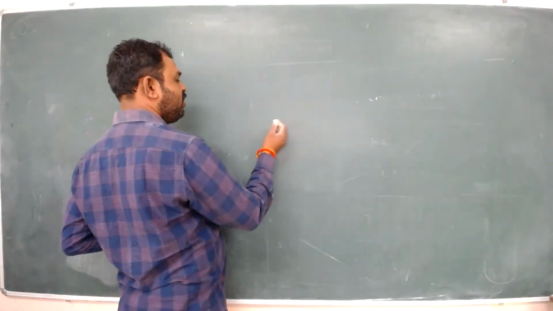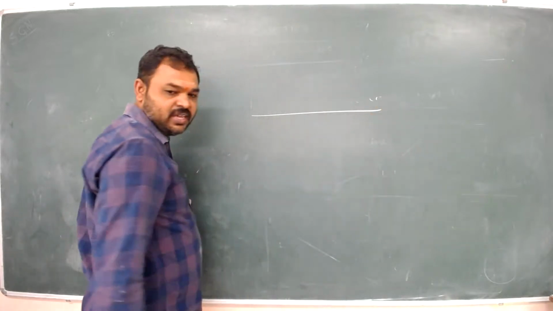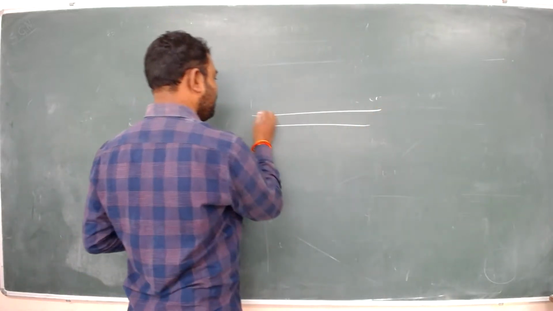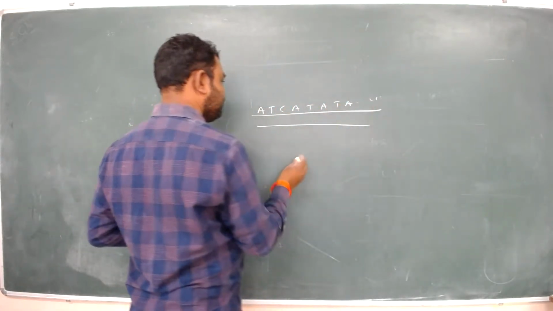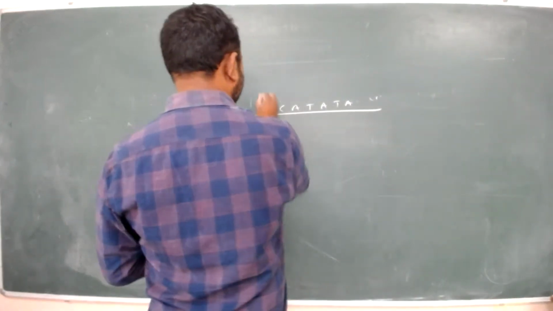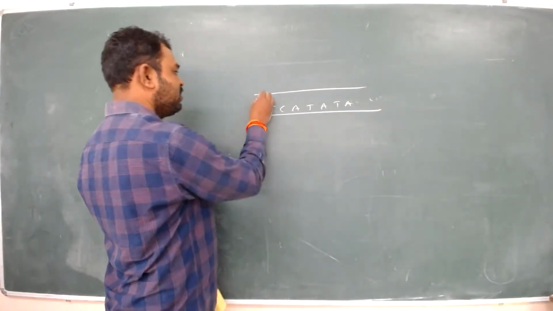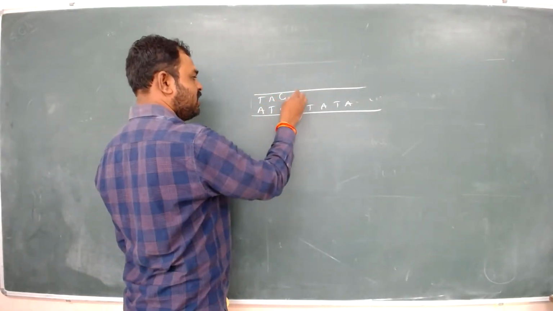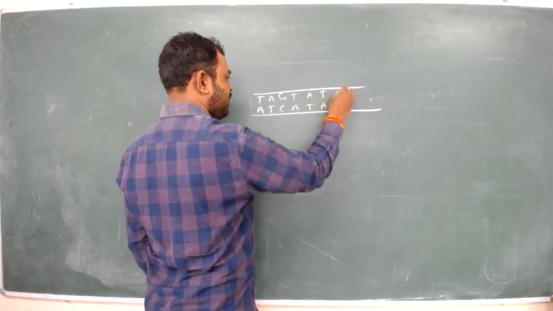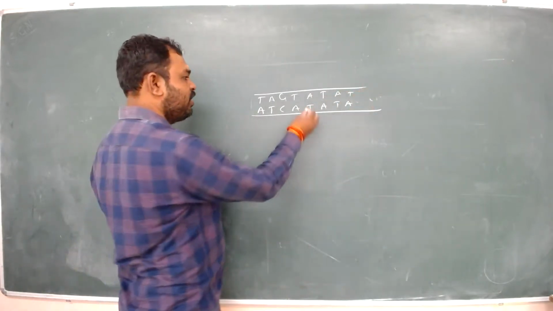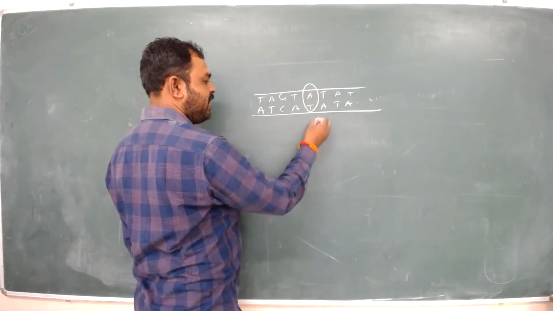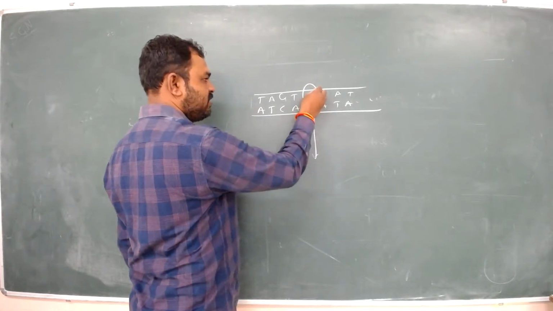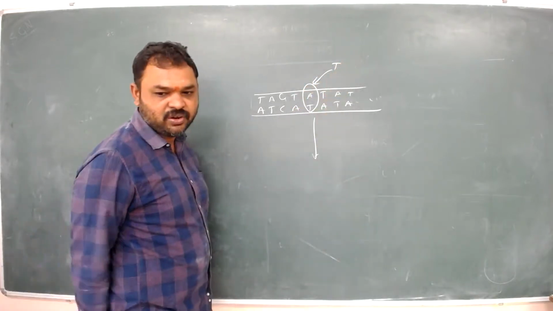Here, this is a DNA. A, T, C, A, T, A, T, A, like this is there in this strand. Now this is the complementary strand. A means T, T means A, C means G, and so on. Here one nucleotide base pair is changing. Suppose in place of A, T has come. It is replaced with T, one nucleotide base pair.